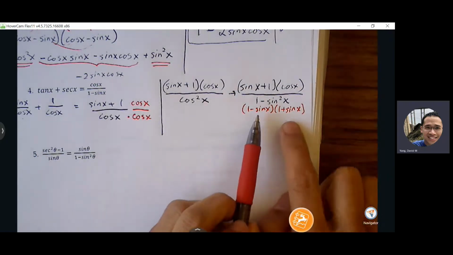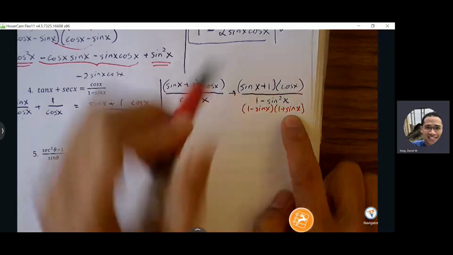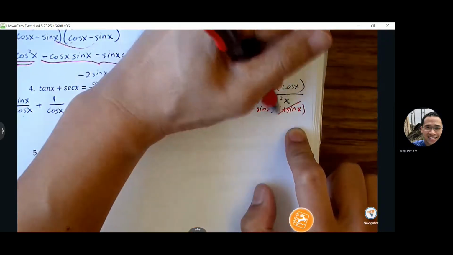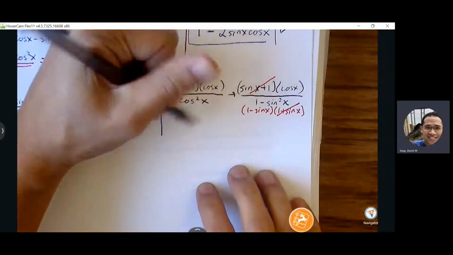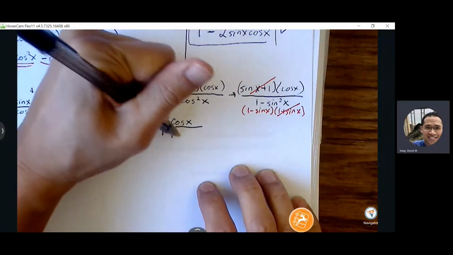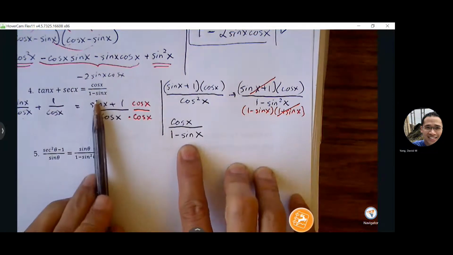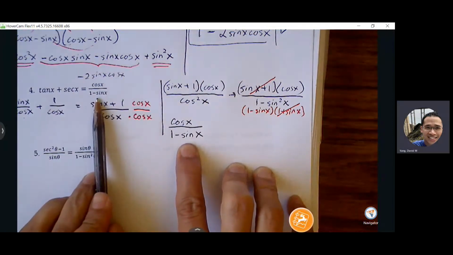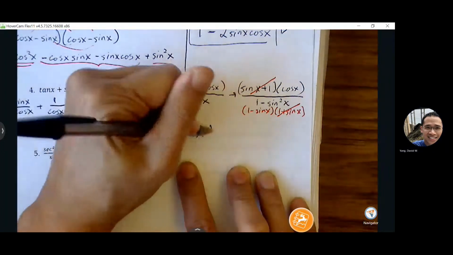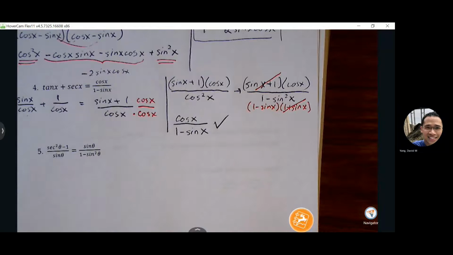And then we look at the numerator. Now we see some matching parts. So we're left with cosine of x over 1 minus sine of x. Okay, are we done? Yes. How did cosine squared x turn into 1 minus...?